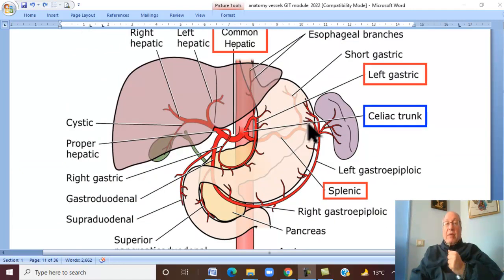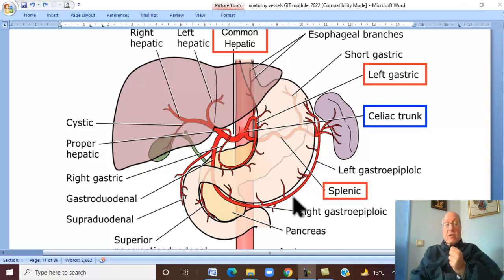Many branches to the upper part of the stomach, which are short gastric arteries, which pass in the gastrosplenic ligament, and a branch which passes on the greater curvature from left to right. Therefore, it is called left. And this branch gives gastric branches and epiploic branches.